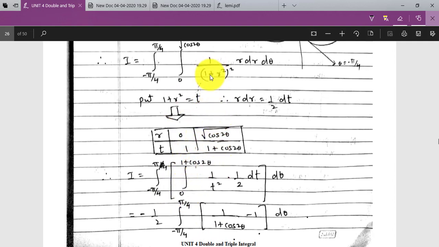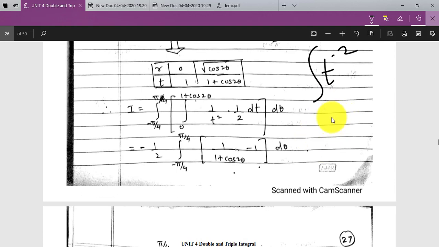Okay, now the new limits are 1 to 1 plus cos 2 theta, and see here, this is 1 divided by 1 plus r square square. So 1 plus r square is nothing but t, so it is t square, okay, and into 1 by 2 dt. See, 1 by 2 I am taking outside, right? Now this t square, I can write it as t to the power minus 2 and integrate it. So it will give me t power minus 2 plus 1 is minus 1, divided by minus 1. This minus sign I will take outside here, right? So this t raised to minus 1 I can write as 1 divided by t. Is it right? Okay, so I have written 1 divided by t.